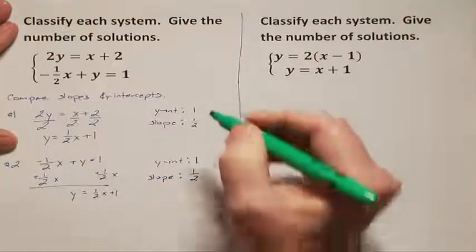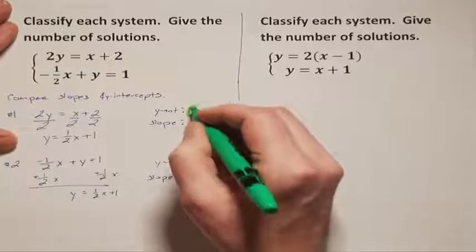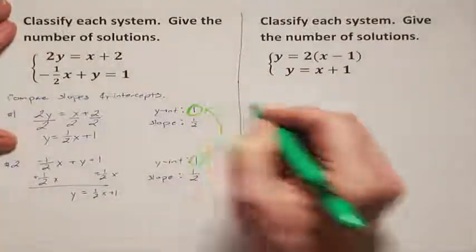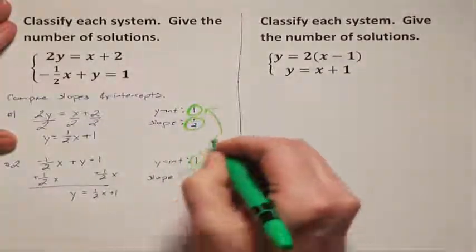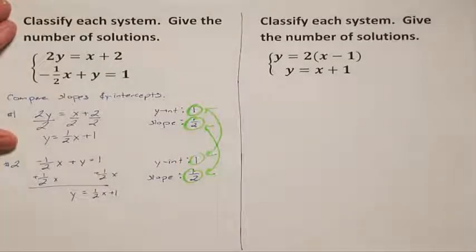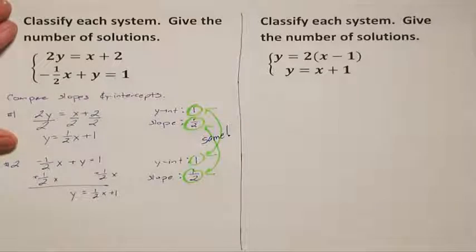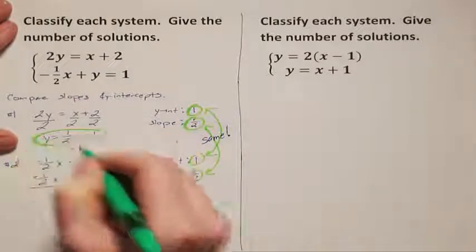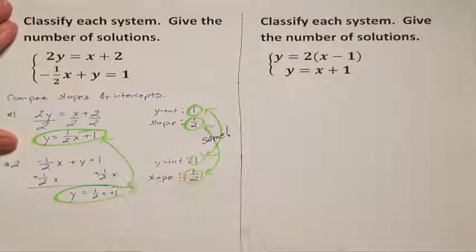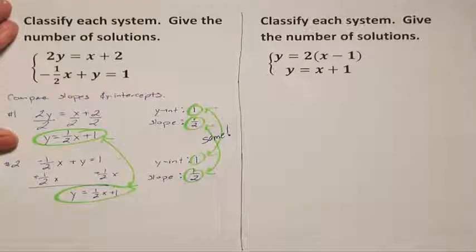So if I compare my y-intercept, which is 1, and my slope, which is 1/2, let's see what we got. I see that my intercepts are the exact same. I see my slopes are the exact same. They share everything in common. And if I'm looking at it, what do you know? What a coincidence. They're the exact same lines.